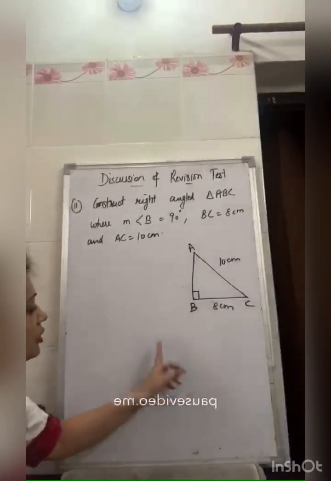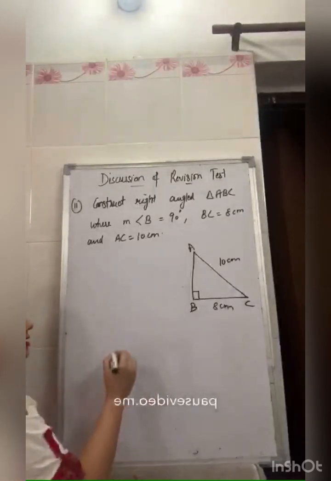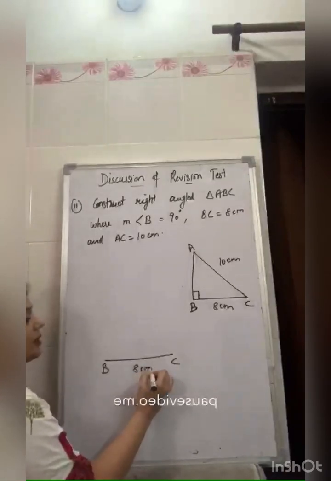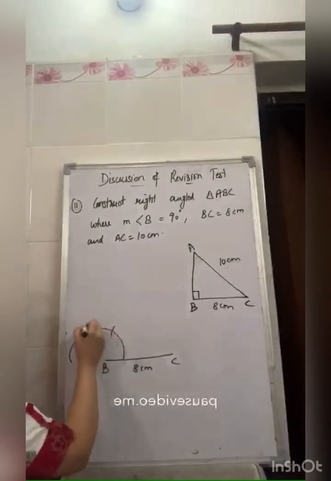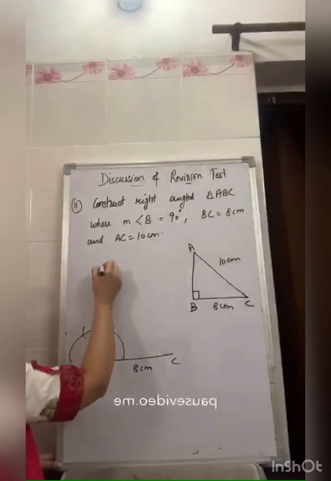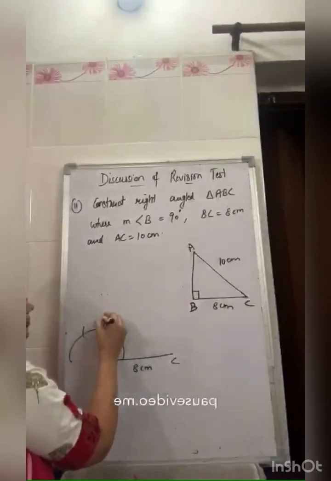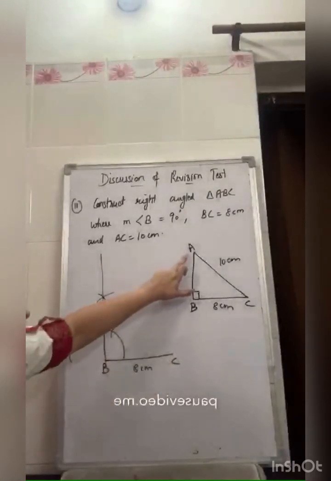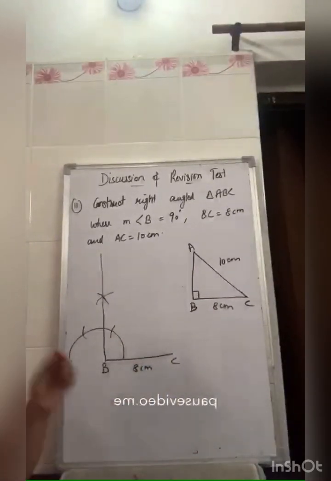After making the rough figure, you have to make the fair figure by using compass, pencil, scale. So you will first of all make a line segment of 8 cm by using the scale. Then by using the compass, you will make an angle of 90 degrees. 60, 120. Like this, you will make an angle of 90 degrees. After that, you want point A.